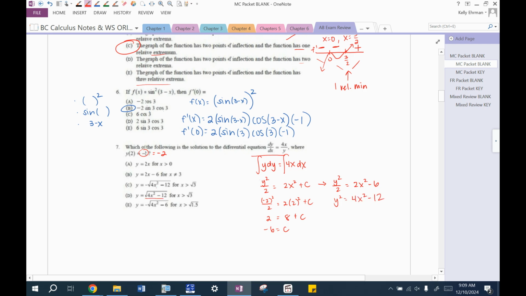I see a couple of options with 4x squared minus 12. What's the difference? A minus versus a plus. So how do we decide this? Because technically there's a plus or minus when you square root. Go back to the initial condition. When I plug in 2 for x, I'm supposed to get negative 2 for y. So y has to come out negative, which means your square root has to have the negative in front. So it's option C.